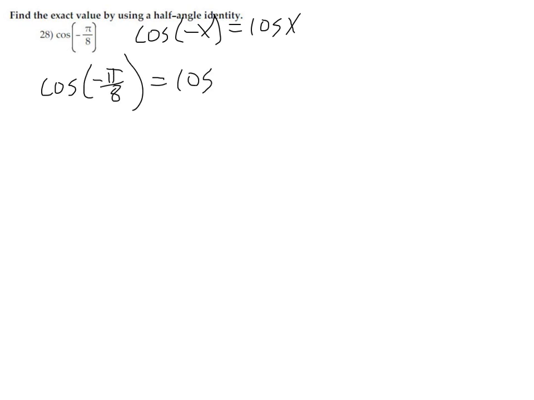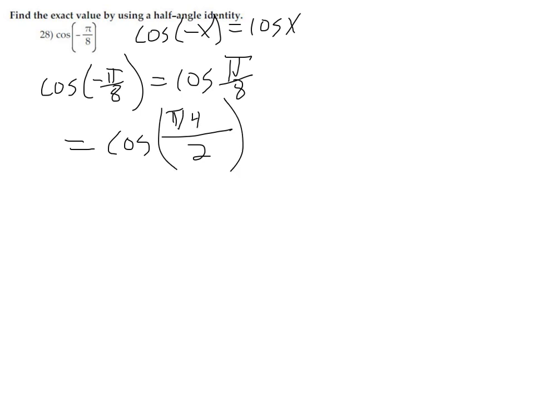Half angle formula. Well, before I do anything, I know that cosine is even. Cosine is even means that cosine of negative x equals cosine of x. So there's no reason to work with cosine of negative pi eighths when, because cosine is even, we can work with cosine of positive pi eighths. Now, to recognize this as a half angle, we have to think this is something divided by 2, and that is pi fourths divided by 2.